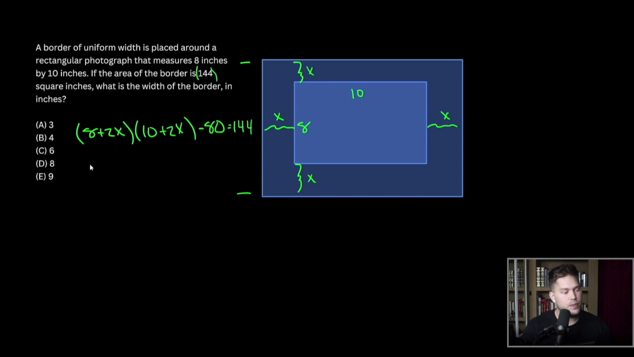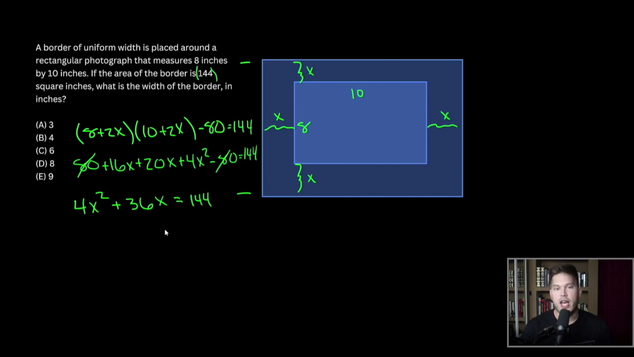So let's distribute. We have 8 times 10 is 80. 8 times 2x is going to be a plus 16x. 2x times 10 is going to be a plus 20x. Then 2x times 2x is going to be a plus 4x squared. And then we have our minus 80 equals 144. Next, let's combine like terms. Our 80 and our minus 80 will cancel. And then let's rearrange such that we have 4x squared plus 36x equals 144.